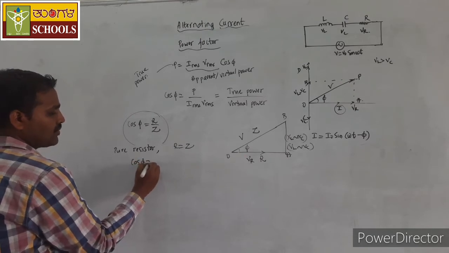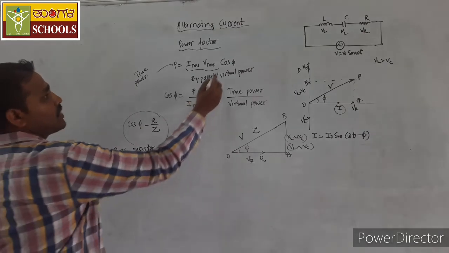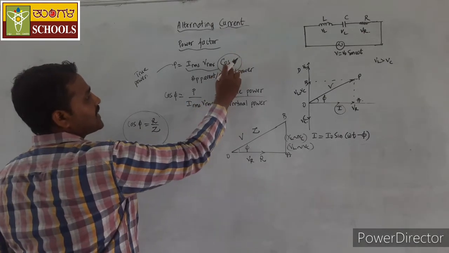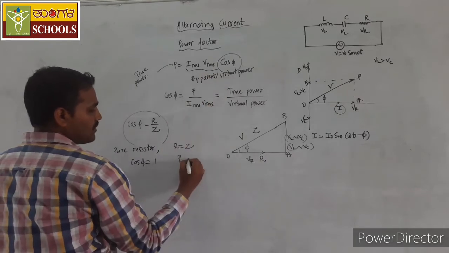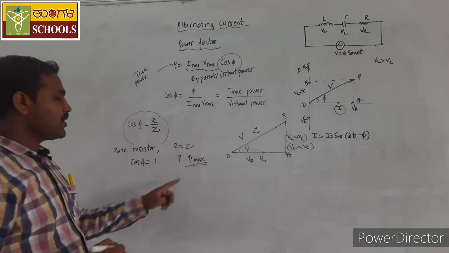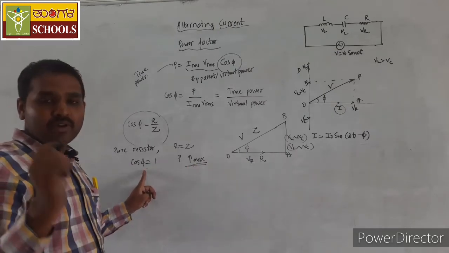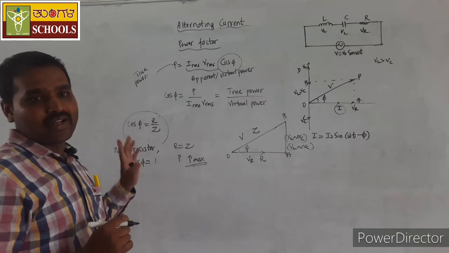So, cos phi will be equal to what? Cos phi will be equal to 1. So, when cos phi is equal to 1, that is the maximum value of the power factor. So, when cos phi is equal to 1, the power consumed will be maximum. So, the maximum power is consumed when we have a pure resistor circuit, because cos phi value will be equal to 1.